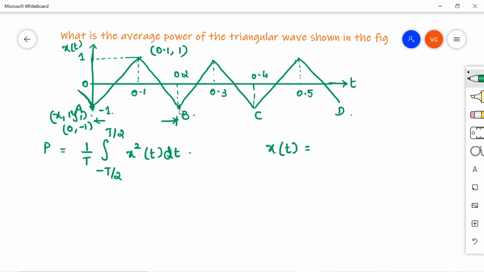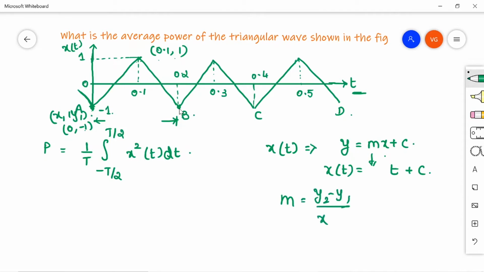First of all, we will try to find out the slope. This is nothing but a straight line that is going from 0 comma minus 1 to 0.1 comma 1. So the line equation is given by y is equal to mx plus c. Here, y is nothing but your x of t. Slope we need to find out. x is nothing but your time scale t, plus some constant. I will explain how to find out that constant and slope. So slope is given by y2 minus y1 divided by x2 minus x1. The two points that I am considering are 0 comma minus 1 and 0.1 comma 1. So y2 minus y1, 1 minus of minus 1, that is plus 2, divided by x2 is 0.1 minus 0, so 0.1. So 2 divided by 0.1, that is nothing but 20. So here I can write 20.